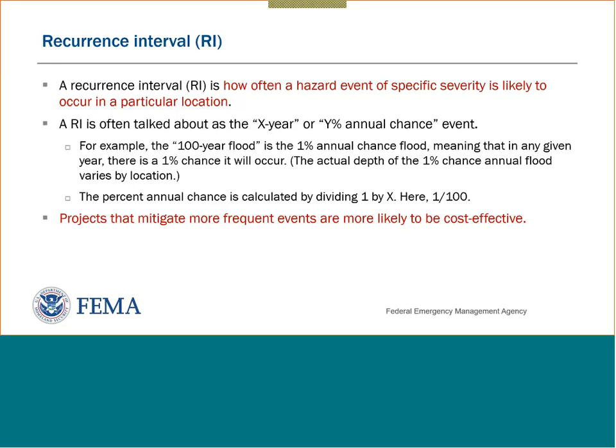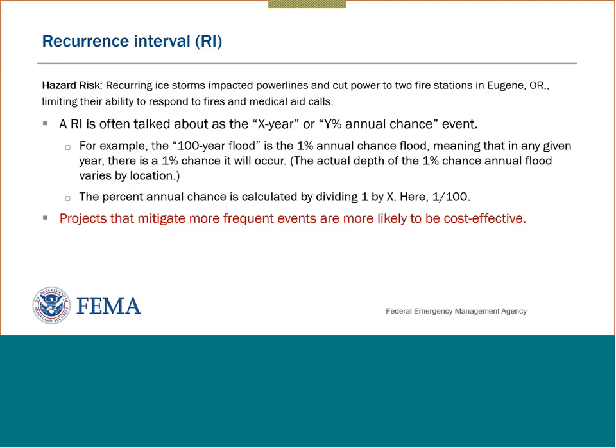We can find this damage data in records of events and utility company reports. There are universities or other academic fields that track the patterns. Insurance reports are a great resource. Projects that mitigate more frequent events are more likely to be cost effective, and that's because of the benefits that are gained from not having the losses. So if you have more events happening, there's more chance for loss. Next slide, please.